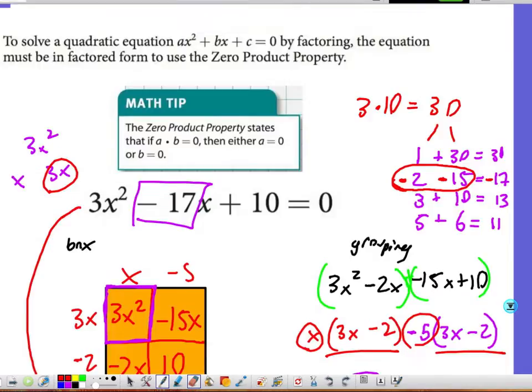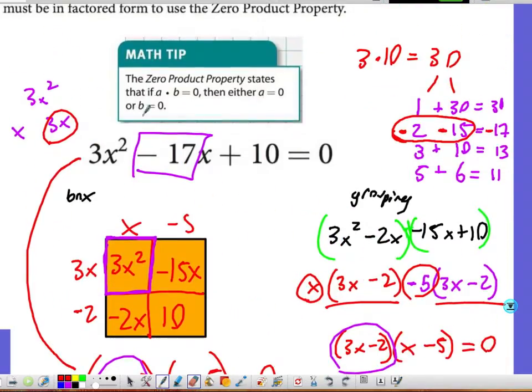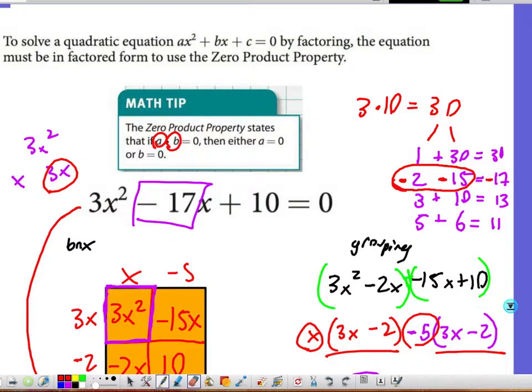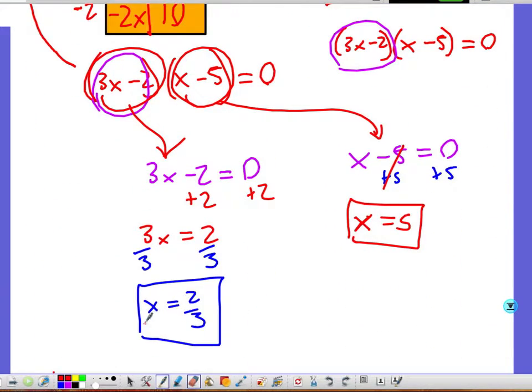Okay, so do you see how we use the zero product property? We basically take each of the factors and set them equal to 0. And so I took each of these factors and I set them equal to 0 and then just solved for x. Now what do these two solutions mean exactly?